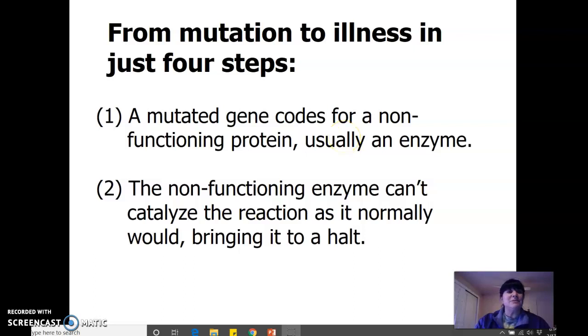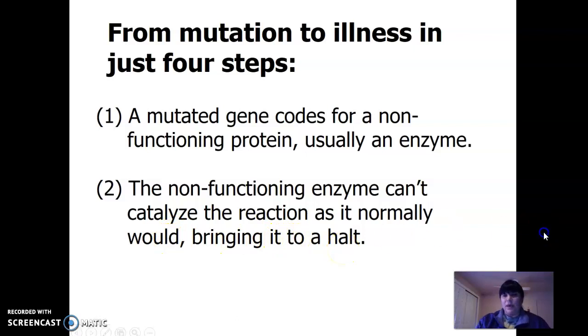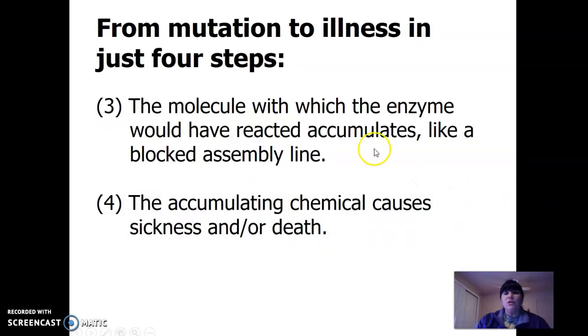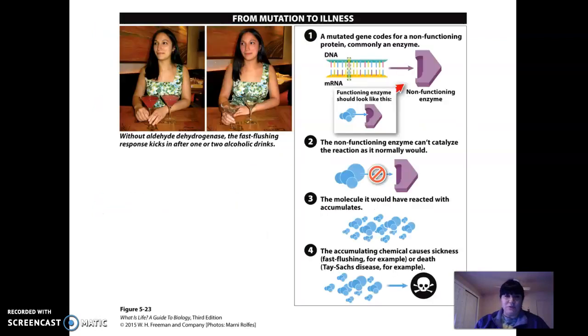So let's say an enzyme is not working, okay. The non-functioning enzyme can't catalyze the reaction it normally would, bringing it to a halt, okay. The molecule with which the enzyme would have reacted accumulates, like a blocked assembly line. The accumulation chemical causes sickness or death. So things accumulate, now they're not working properly, which can cause sickness or death. Sometimes it's one mutation, sometimes it's many mutations before we have some issues.